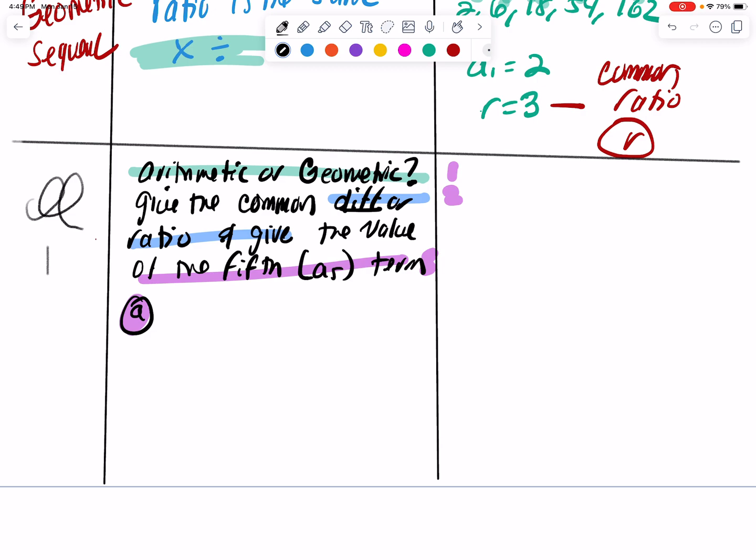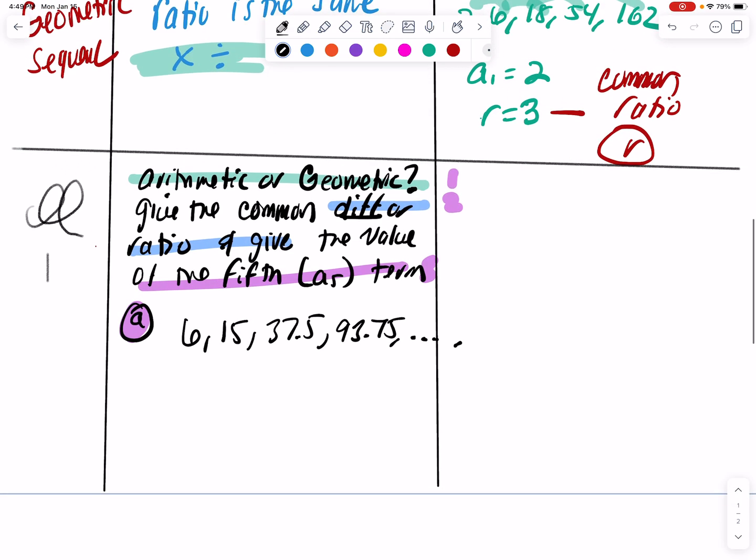A says 6, 15, 37.5, whoa, 93.75, and so on. Okay, so I don't see a common difference. I have my calculator. Where'd it go? Oh, it's up here. Hold on, guys. Let me get my calculator.